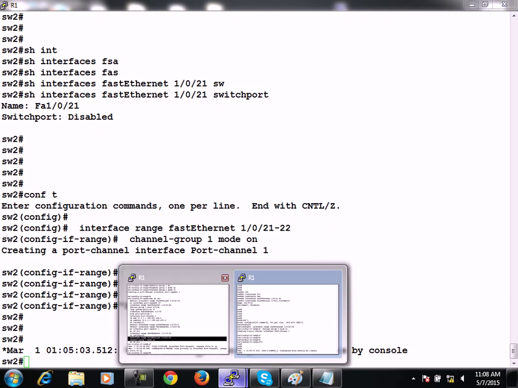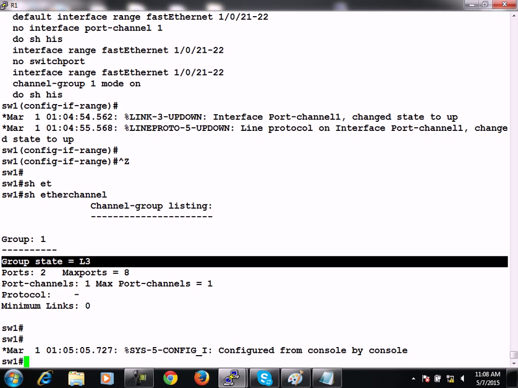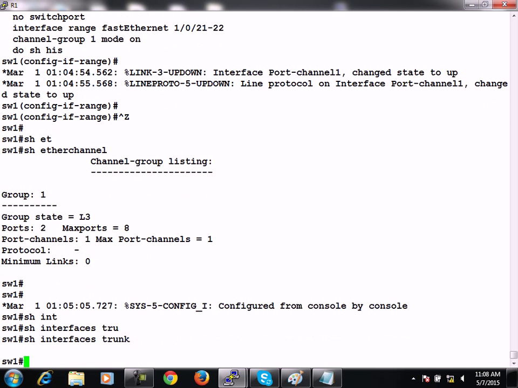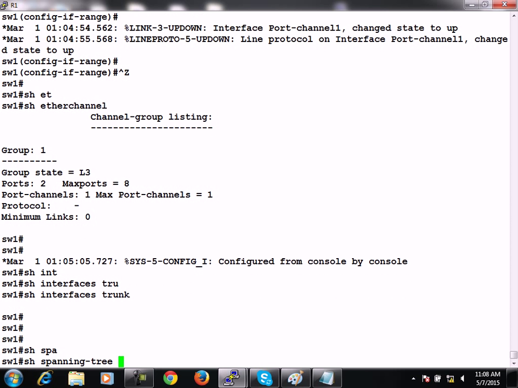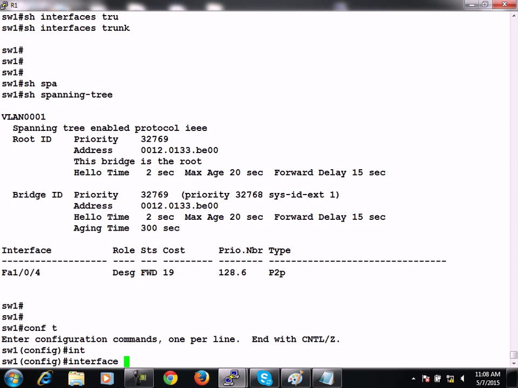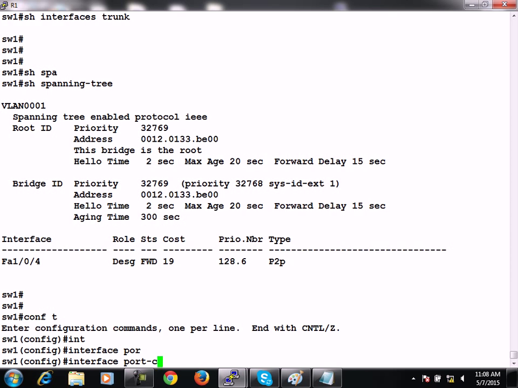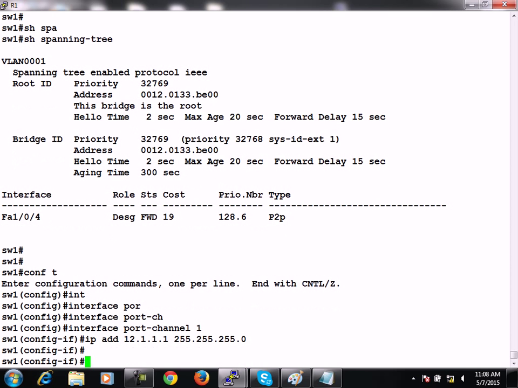So this time you see, show etherchannel, the group state must be shown, and show interface status. Of course, it must not be listed under the show interfaces status command, right? And also it must not participate in STP's work. Is it participating? No. And now you can do one thing, interface port-channel 1, and the IP address is 12.1.1.1.